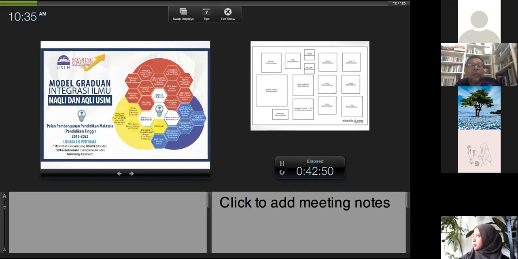You need to understand, I'm quite sure you are already aware of the students' model graduan integrasi ilmu naqli and aqli, which is the USIM product, and how your center will help to mold the student to become this model of graduan, which has three main components: holistic, holistic in thinking, so have this kind of culture, seimbang, balance, and berkeusahawanan, entrepreneurial.